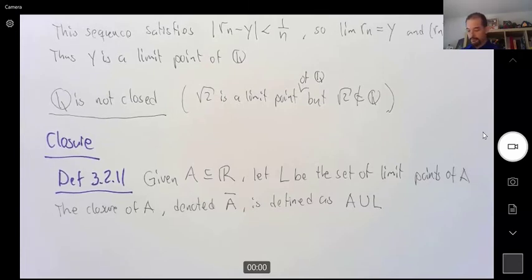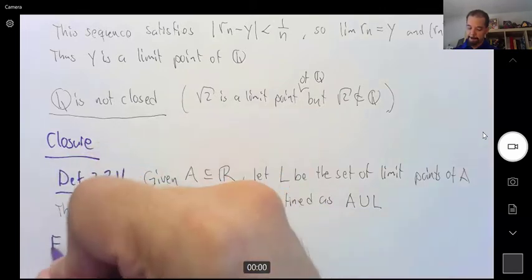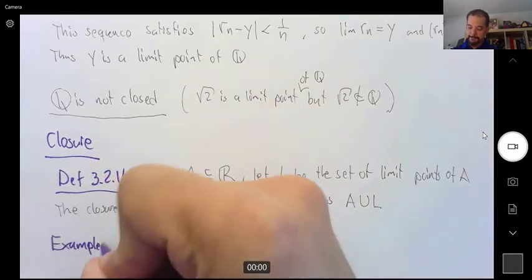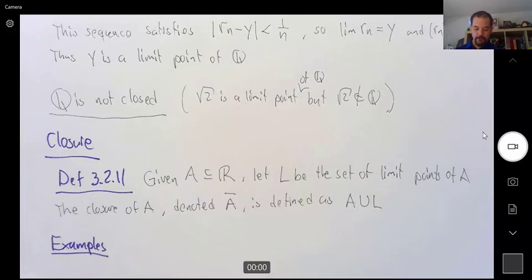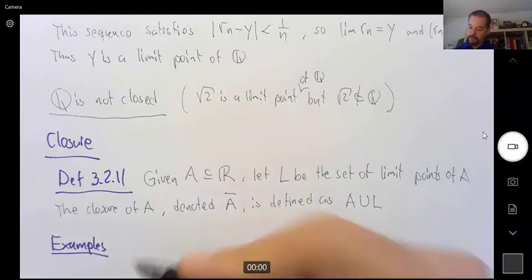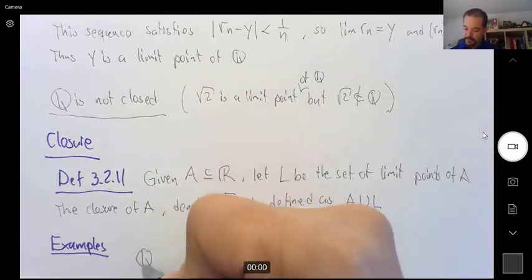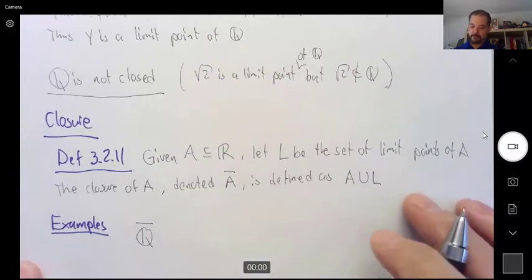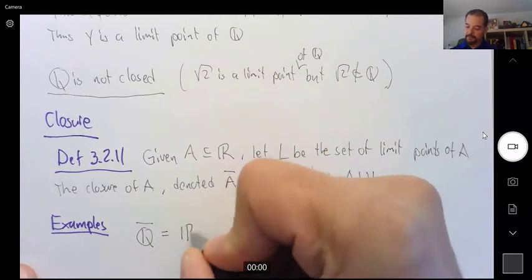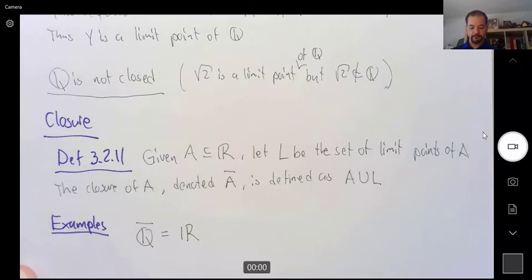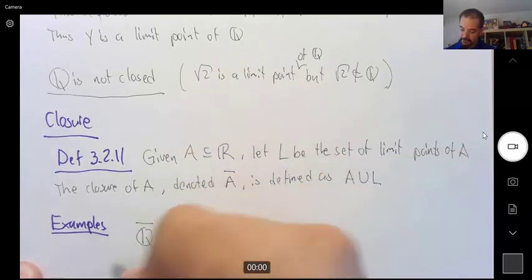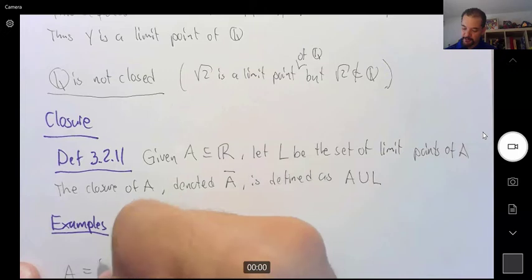So, let's do some examples here. Based on what we just did, if we take the closure of the rational numbers, we get the real numbers, because we said every real number is a limit point of rational numbers. What about this set A? Remember the 1 over n sequence.